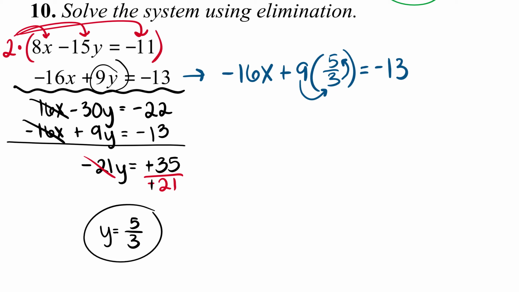So 9, okay, real quick, hold on. Before I do that, let's go ahead and write negative 16x. That didn't change, right? Alright, so now I do 9 divided by 3. 9 divided by 3 is 3. 3 times 5 is 15. See, that was much easier. And then equals negative 13.